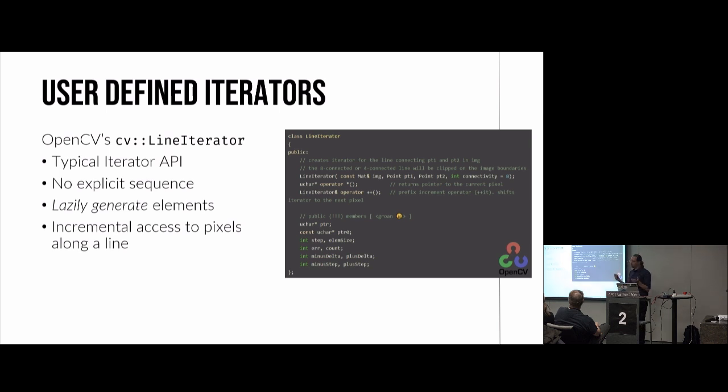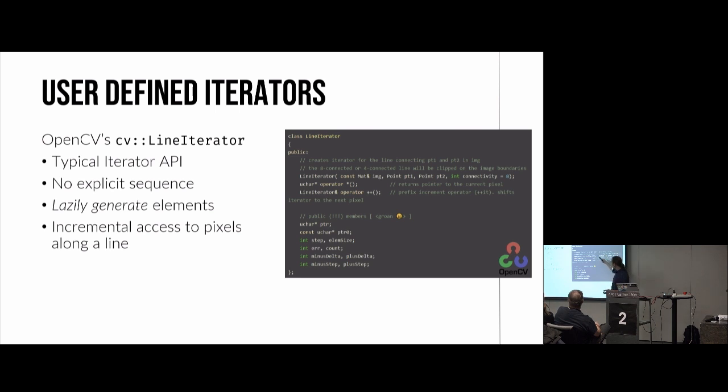Now, another option is to write our own user-defined iterators. And I chose this example because I work a lot with OpenCV. I do a lot of computer vision and image processing. And OpenCV has this iterator class called LineIterator. Basically, it creates an iterator for a line connecting point 1 to point 2, and gives us the ability to iterate along the pixels along this line. And the API is actually very typical for iterator types.